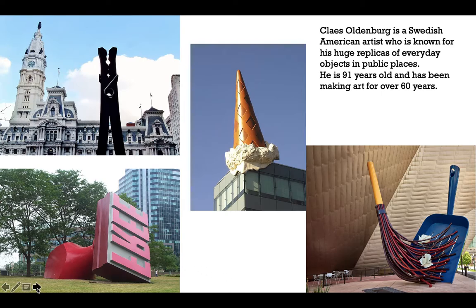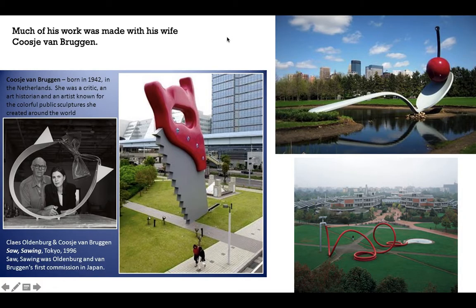I think that's hilarious. Oldenburg also made a lot of work with his wife, who's from Holland. Her name is Coosje van Bruggen. And they collaborated together for many decades, continuing in that same idea of taking an everyday object and blowing it up to just a huge, huge scale. Here you see it looks like a garden hose that they've put in a public park and actually ended it at the little pond. The spoon with the cherry on top can be seen in Minneapolis, Minnesota, and the saw is in Tokyo.